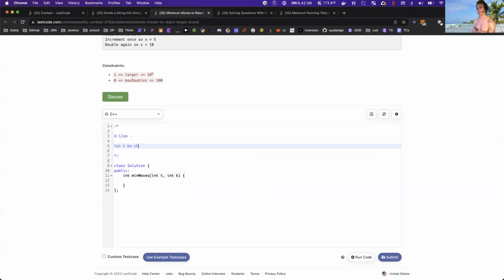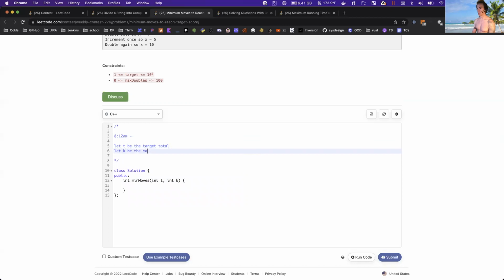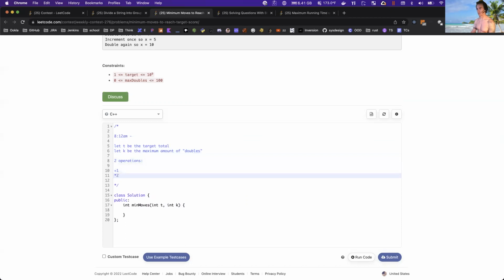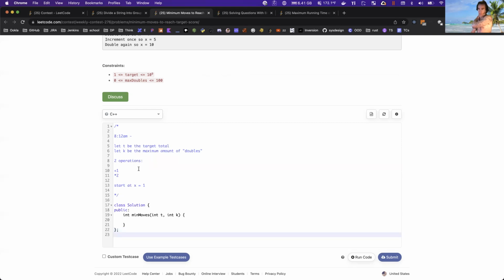Let t be the target total, let k be the maximum amount of doubles, right? Okay, so two operations, plus one or times two, right? And we start at x equals one, how about? Minimum moves to reach the target. Target is up to a billion. Max doubles is less than 100. Okay. So, and go.